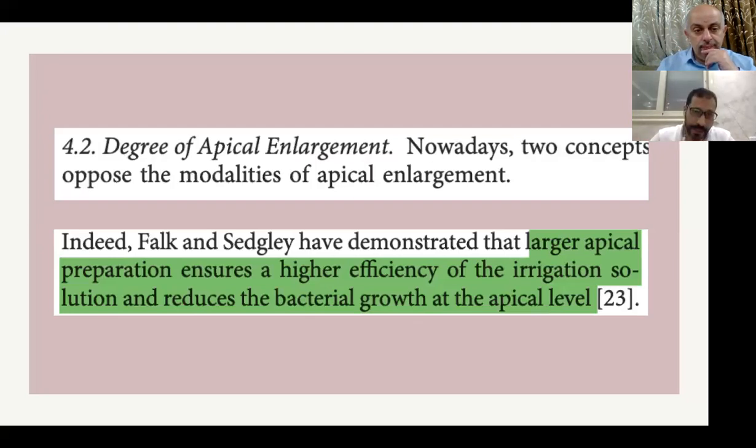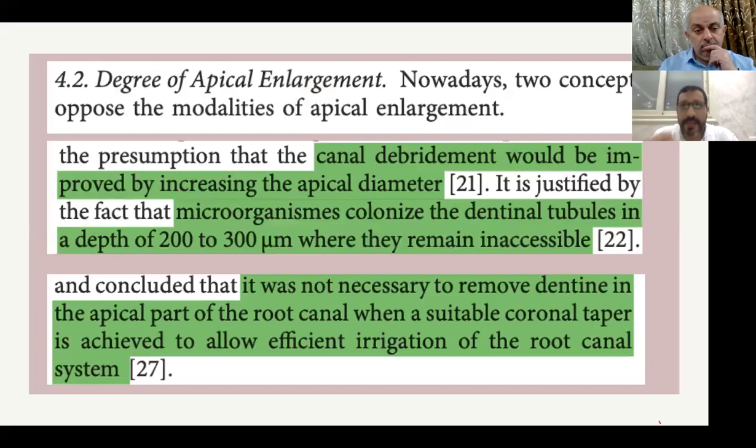So what's the solution? We have two schools. The first school talks about very minimal preparation at the apex, while the other school talks about larger preparation to obtain a better result. The first school talks about the efficacy of cleaning, especially the activation methods of the root canal system, while the second school says the goal of instrumentation should be at least size 35 or 40 file. That's why we have to know that the first school and the second school, both of them are right. But actually, you have to select the case.